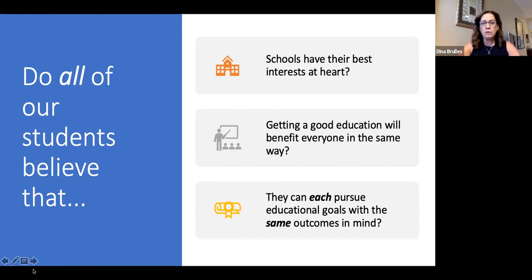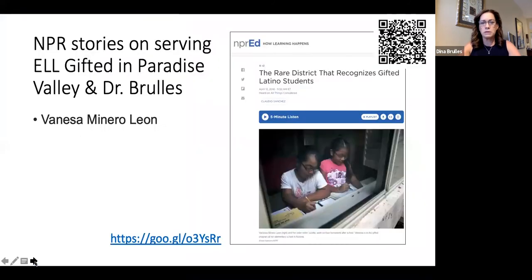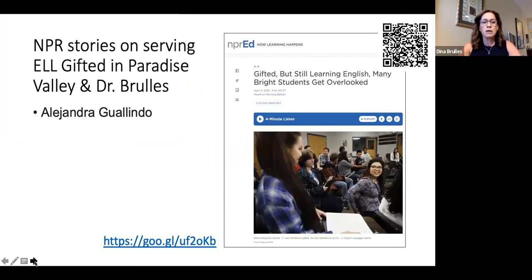Now, I'm going to tell you briefly about two students in my district. The first one is Vanessa Minera Leon, and she was a second grader at the time of this story. And the second student is Alejandra Gaindo. These two girls didn't know each other. It was a large school district with 47 schools. Vanessa was in second grade in elementary school. Alejandra was a junior at a high school in a different area of town.